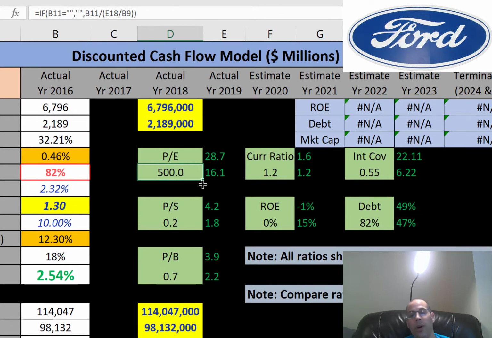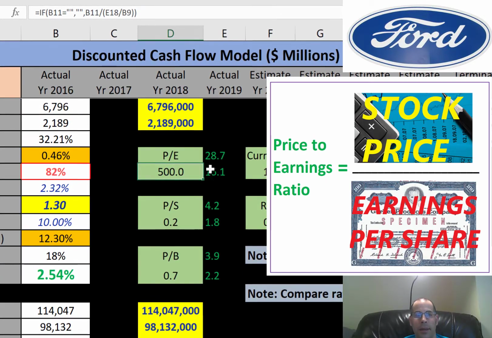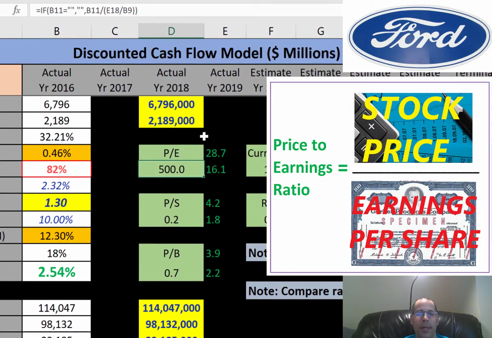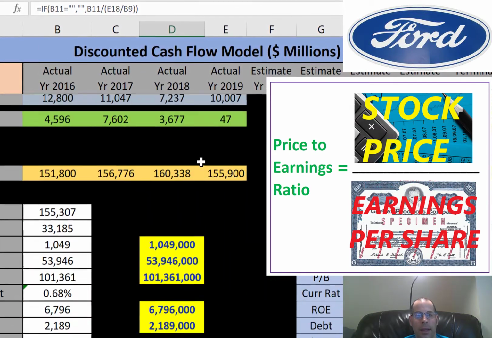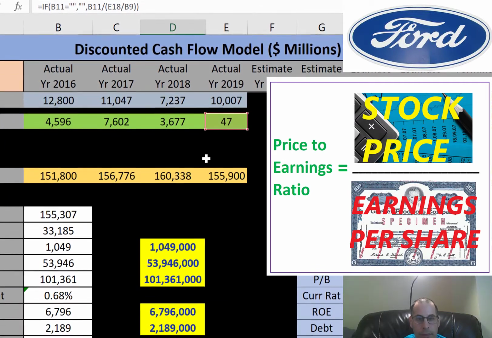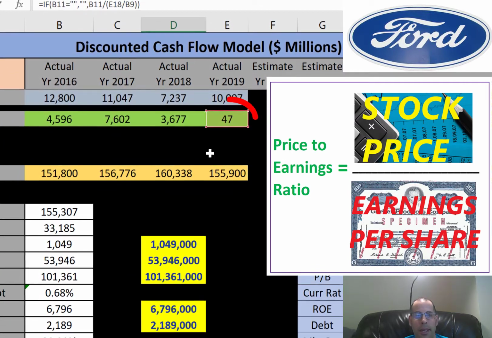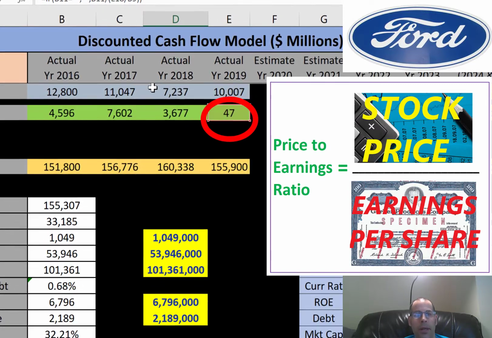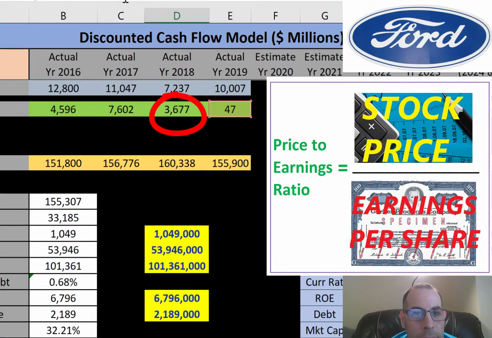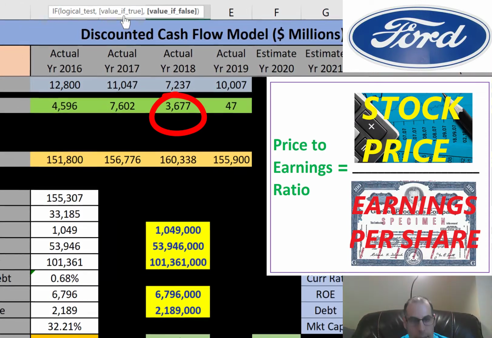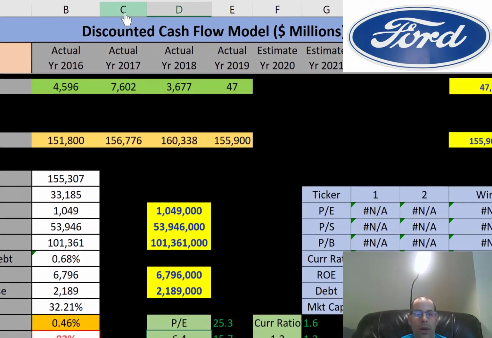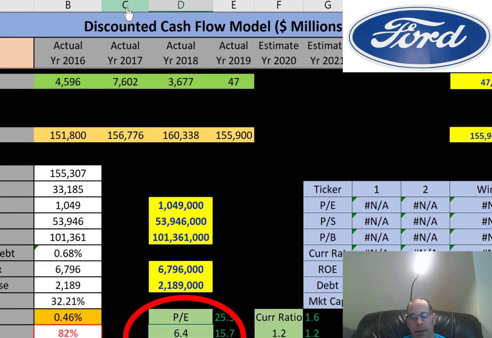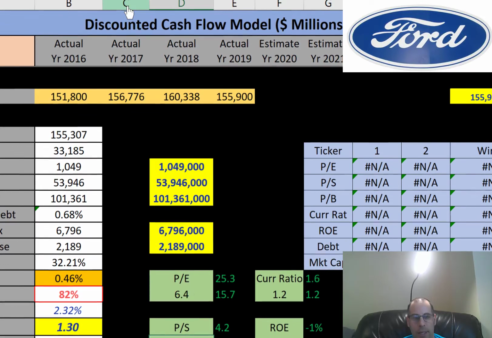So they have an enormous PE, because that's price of stock over earnings, and the earnings were just so low in 2019. Like, it's looking at the 47 million from 2019. Let's say we looked at the 3.7 billion the prior year. So instead of E18, we'll go to D. Now it drops to a normal number of 6.4. So that's why you have to look at ratios over time. It's hard to look at one ratio and just make your decision.